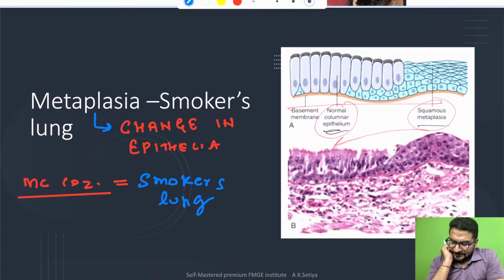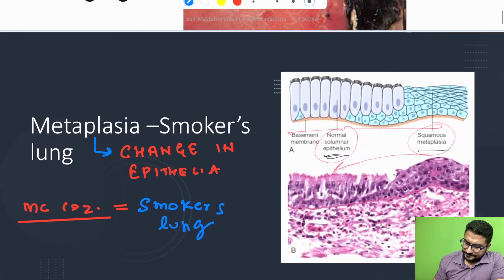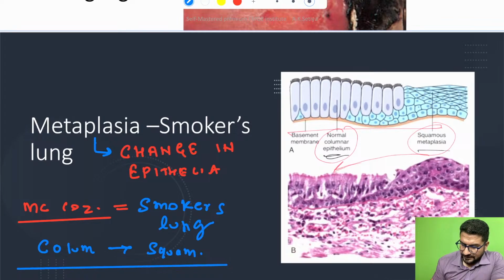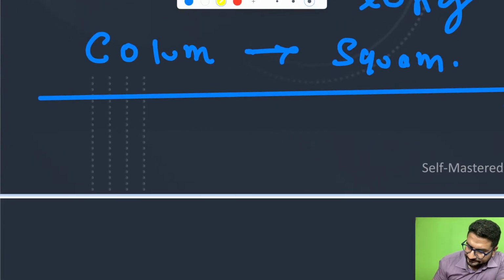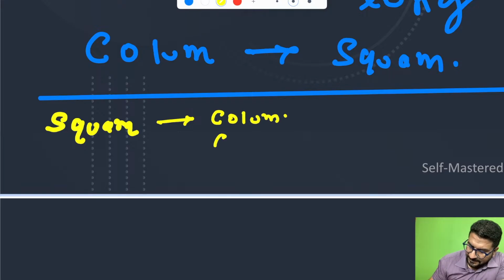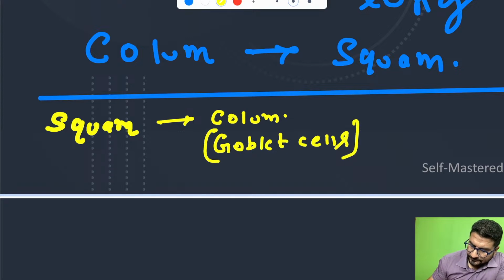Done? So what happens in smoker's lung? Understand this thing. Columnar epithelia will convert into squamous. Now just the exact opposite of this: squamous is converting into intestinal type of columnar. That is something which we see in Barrett. So the exact opposite, squamous epithelia will convert into columnar. And this columnar is special because here you will find goblet cells. And this is called intestinal type of columnar epithelia.